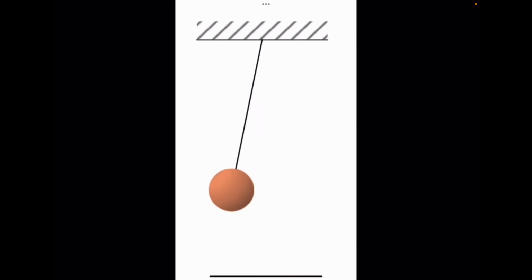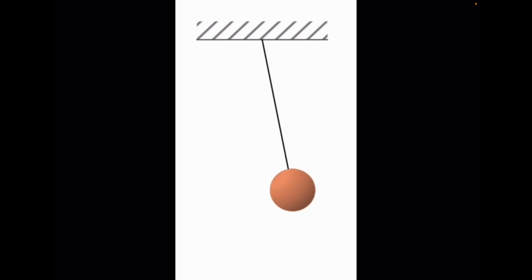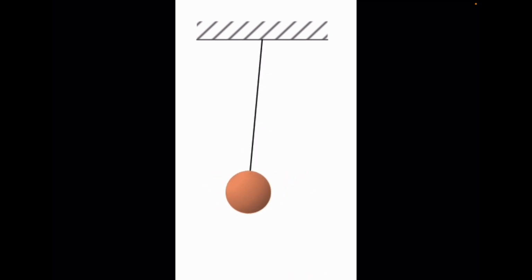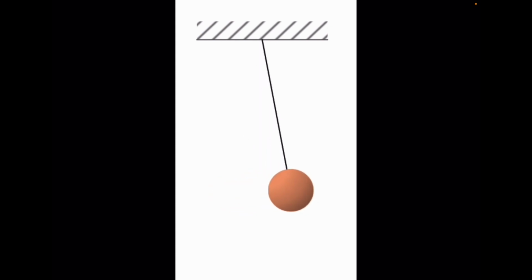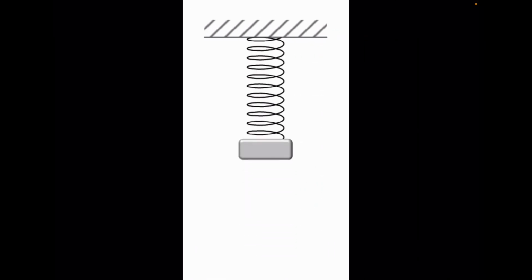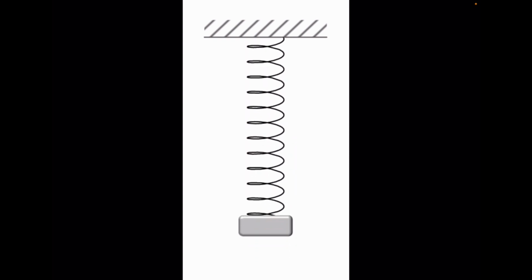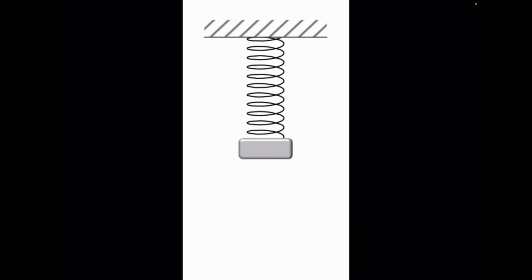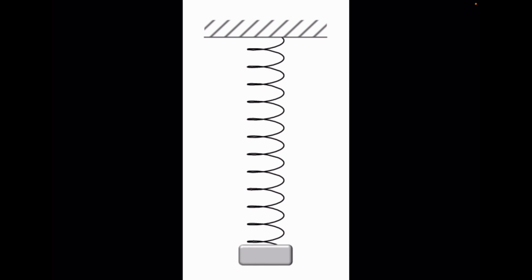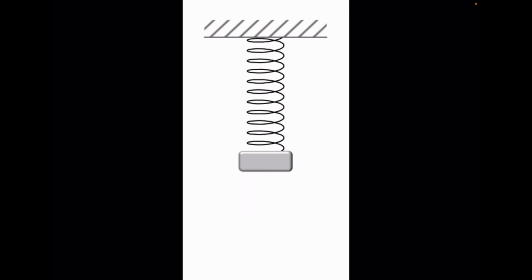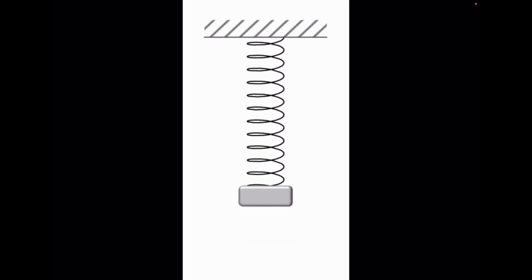Here we can see a simple pendulum. We have a bob attached to a string, and it is undergoing a repetitive cycle of oscillation. Another example is a mass on a spring. As it is displaced away from its equilibrium position, it will start to repeat the motion, the cycle, over and over again.